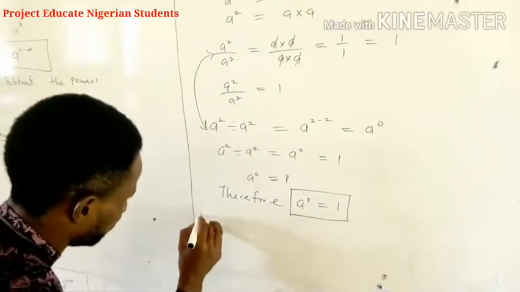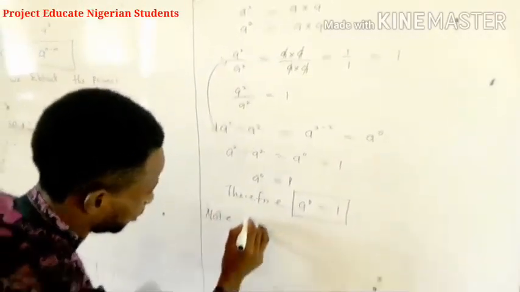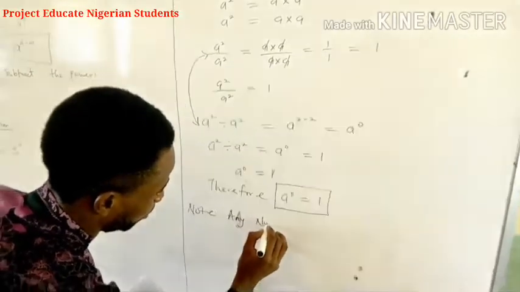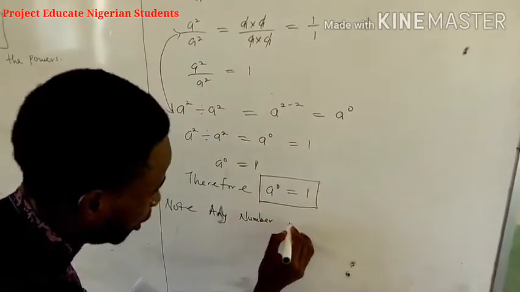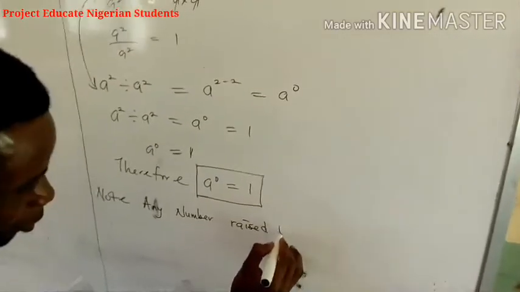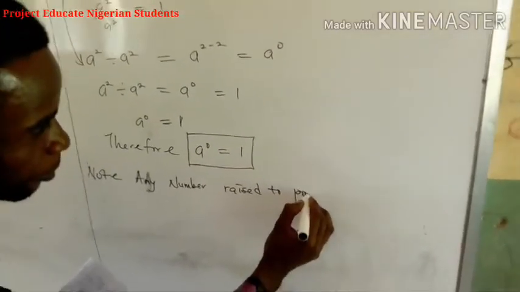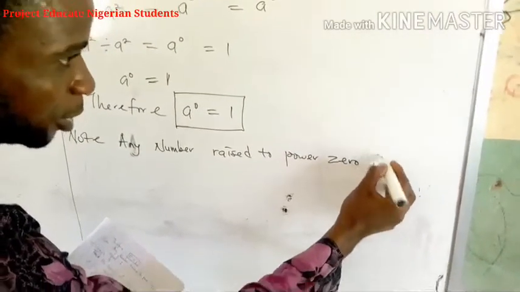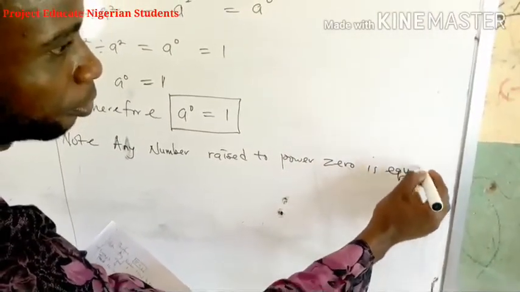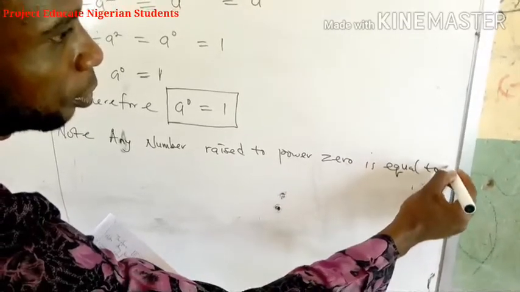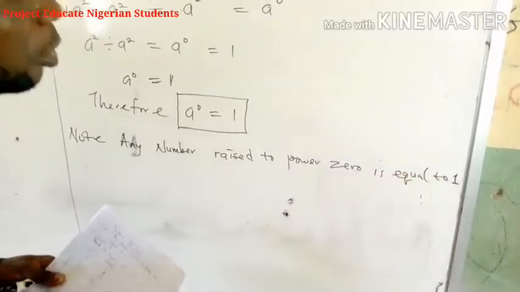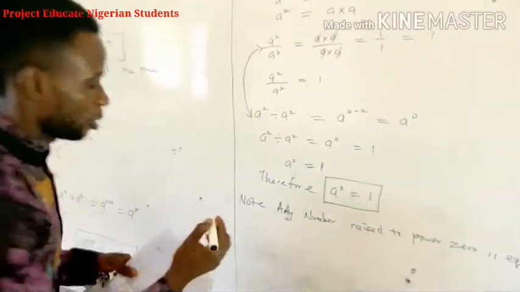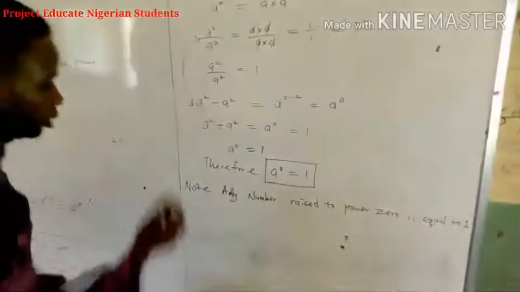Now note. Let me give you notes. Any number raised to power 0 is equal to 1. Any number raised to power 0 is equal to 1. Okay? Now, this is example 3. Let's go to example 4.